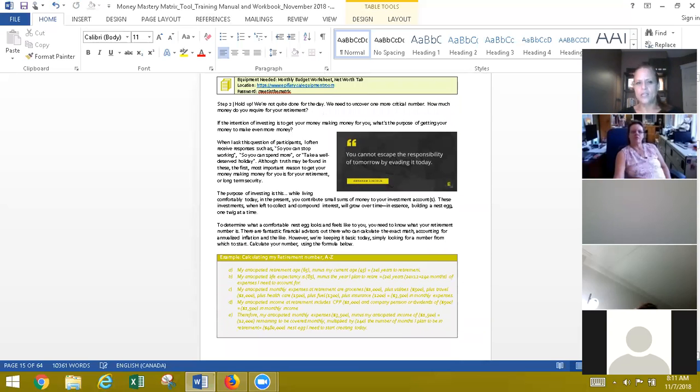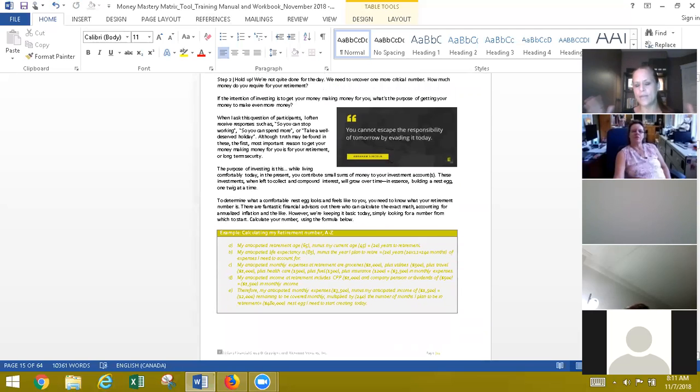Okay. So this one is interesting. Our step 2 today is actually to determine our magic number. And the magic number is, what is the number that we need to actually have set aside so that we can retire with financial health, right? So our retirement number.